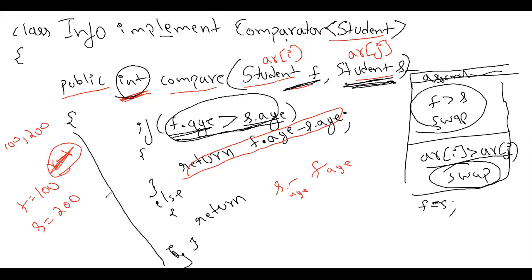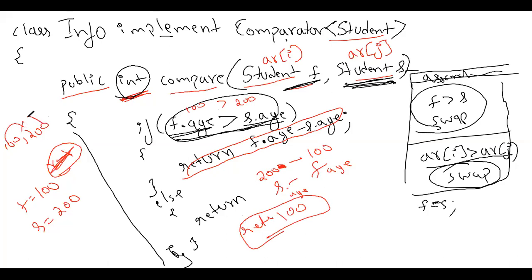Which means, now what will happen, you see. What is the f.age here? 100. What is s.age? 200. Is 100 greater than 200? No. No means else part. See what you are doing in the else part: second number 200 minus first number 100. What is 200 minus 100? That is 100. So you are returning 100, which is a positive value, which means you are telling it to swap these two values. That's why you should not do all those things.